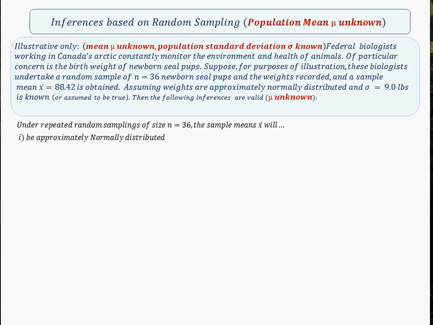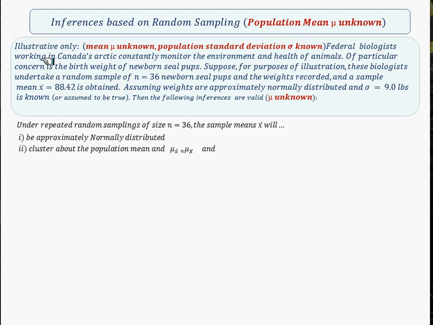We're going to look at an illustrative problem where we're talking about the health of animals in the north, in particular newborn seal pups. A random sample of 36 newborn pups is selected. The sample mean is determined to be 88.42, and we assume that sigma is around 9 pounds. So let's look at what inferences we can make about the population.